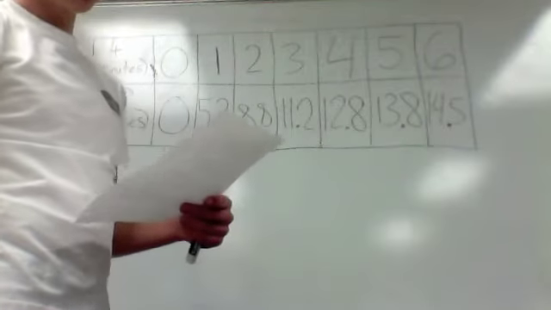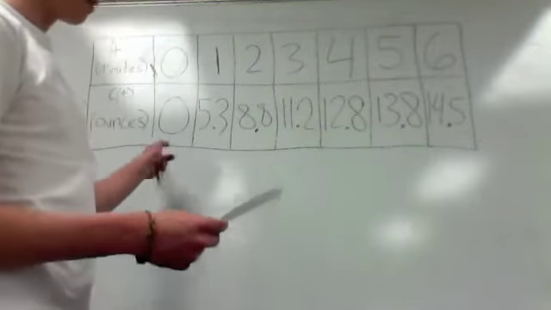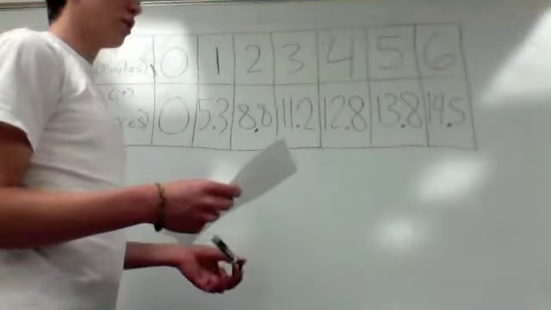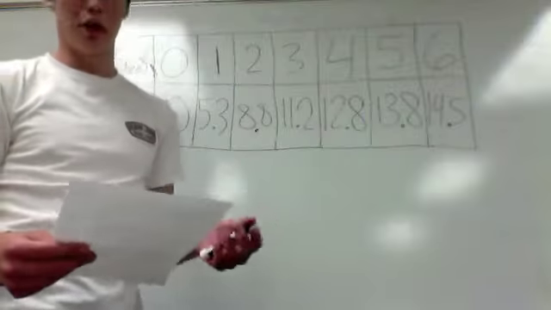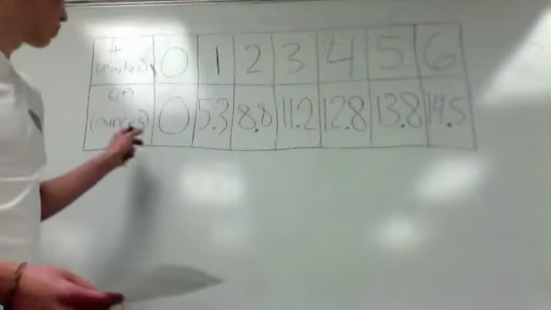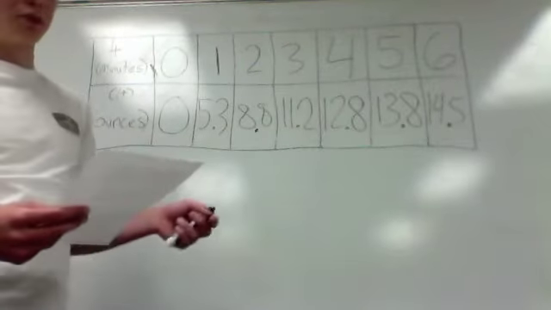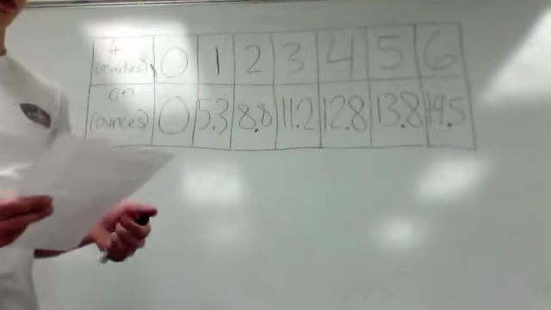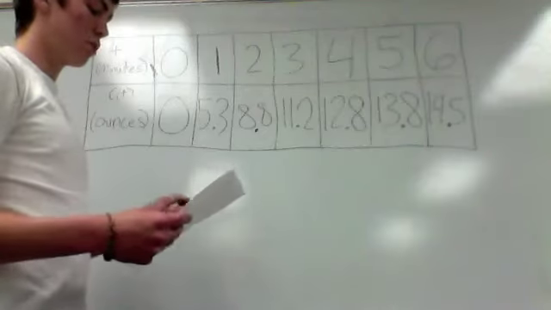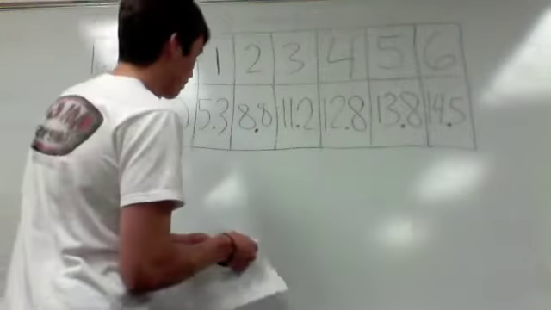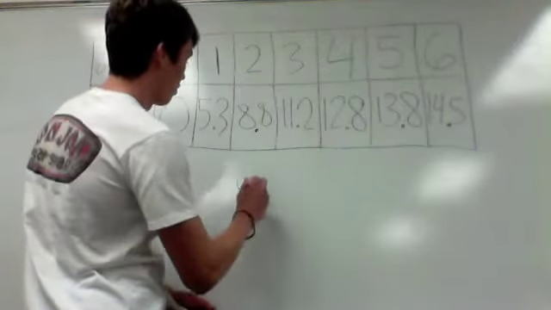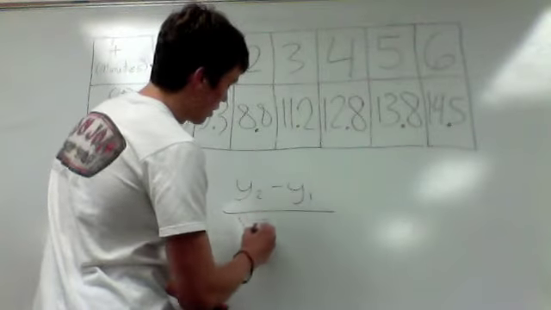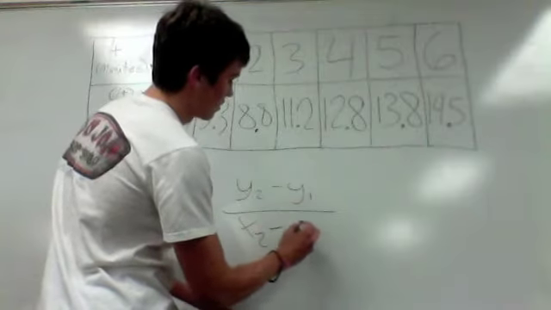Okay, the first part of the question here is asking us to use the data in my table here to approximate C prime of 3.5, which is asking us for the slope of C of t at 3.5, which is like y over x, or the rate of change. To find slope, we're going to take y sub 2 minus y sub 1 over x sub 2 minus x sub 1.